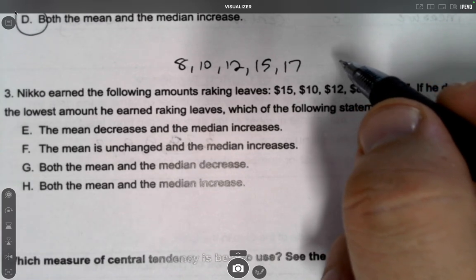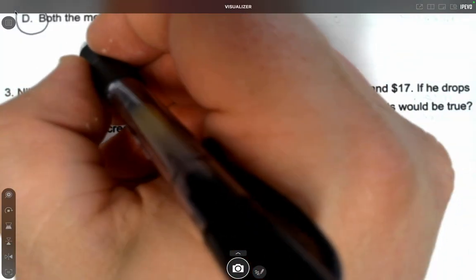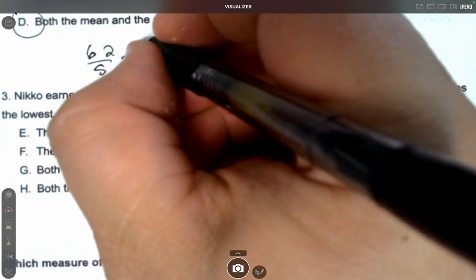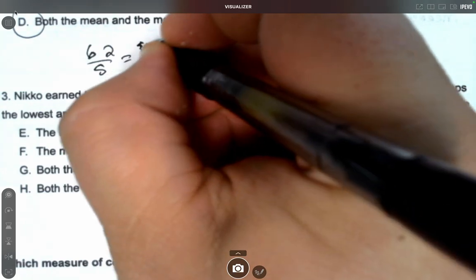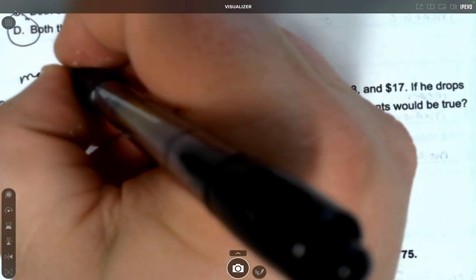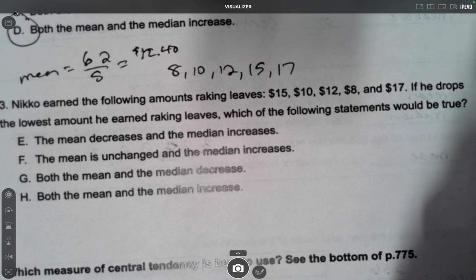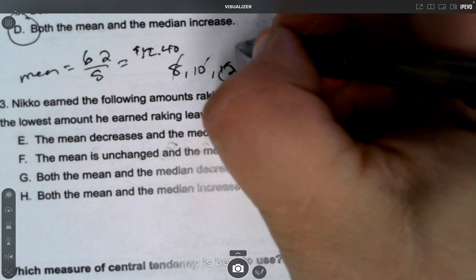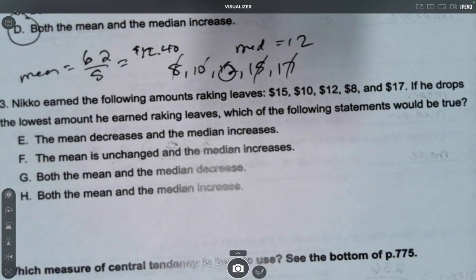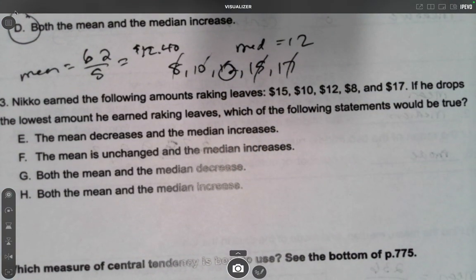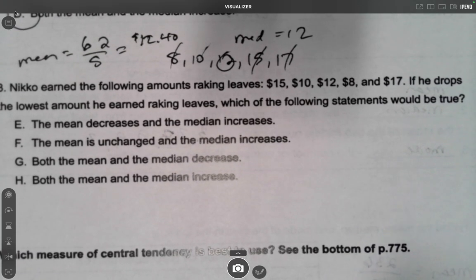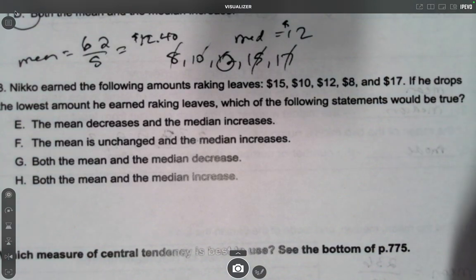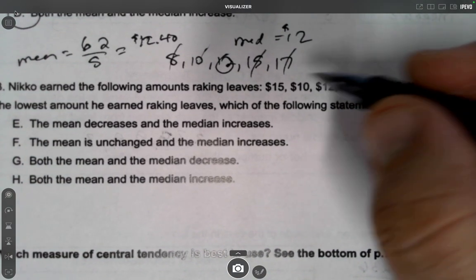If you add all 5 of these together, you get 62, and then divide by 5, we get a mean of $12.40 for what he earned at these 5 times. Now the median, we cross off 2, is right here. The median is 12. So when he includes all 5 of his amounts, the mean is $12.40, the median is $12.